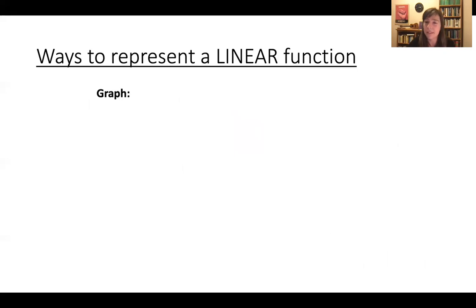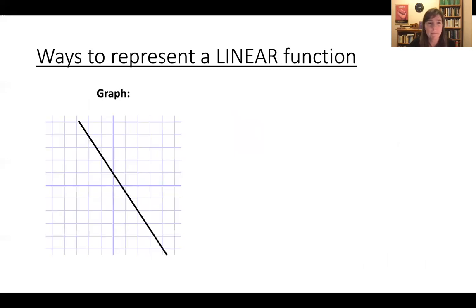All right, let's see how these ideas correspond to the graph of a function. So say we have something like this. The graph of a linear function is always a line, which is good. It would be a terrible name for the function if the graph was not a straight line, but it is. So you can always tell you have a linear function because the graph is a line.